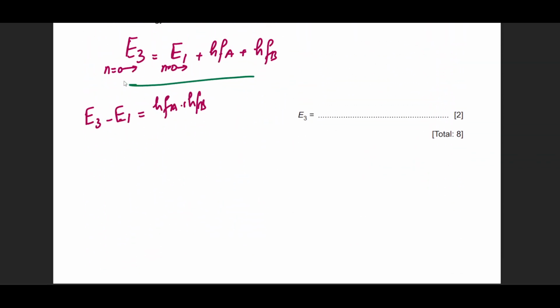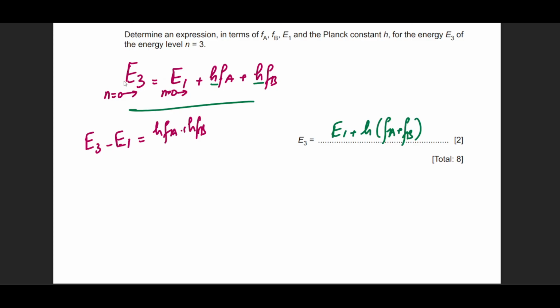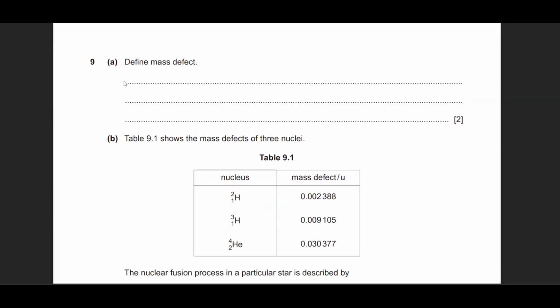Okay. So this would have been E1 plus H into FA plus FB, because Planck constant is common for both of them. So in the marking scheme is just simply added them together like this. No need to worry.